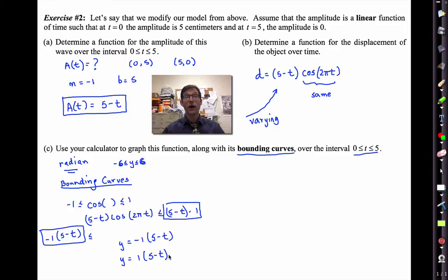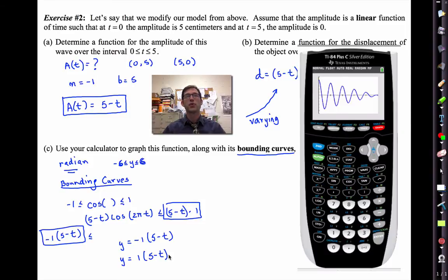And let's take a look at why there are bounding curves. Again, I'm gonna bring out our calculator, and we're gonna take a look at how that works. Let me now put in those two equations. So what do we have? We've got in y2, I'm going to put in, now you could distribute that -1, but I'm going to put in -1 times 5 minus t. And in y3, I'm going to put in +1 times 5 minus t. Okay, and then I'm going to graph it.